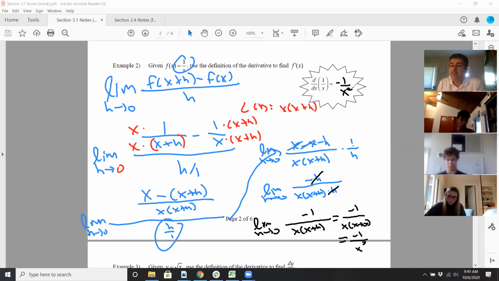Any questions? Please ask questions if you're unsure of the algebra. Now, sorry, it's negative 1 over x squared. It's a little hard to read.